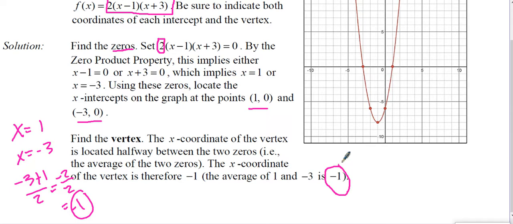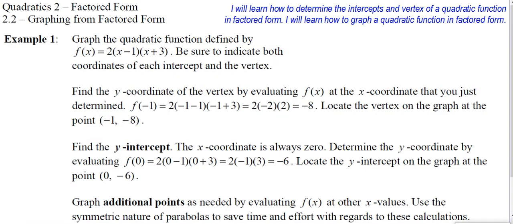Right here. And let's see, is that negative 1 here? Yep, we're right. Now our problem is we know that the x is negative 1, but we do not know the y of the vertex yet. I'm pretty sure this one is 6, so it's negative 8. But how do we find that? Okay, let's move on.